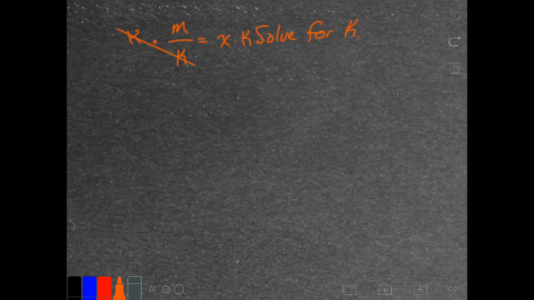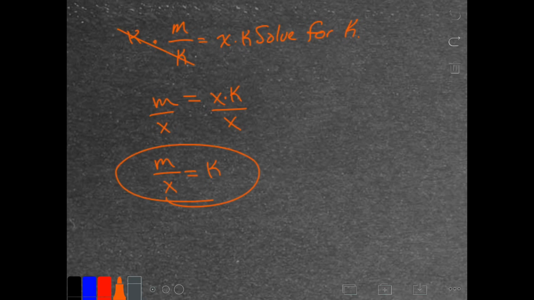On the left-hand side, the K's are going to cancel out. We're going to get M equals XK on the right-hand side. So now I have X times K. I want to undo multiplication, so we're going to divide, and I want to get K by itself. So let's divide both sides by X. Well, I get M over X equals K. Go ahead and circle your answer.